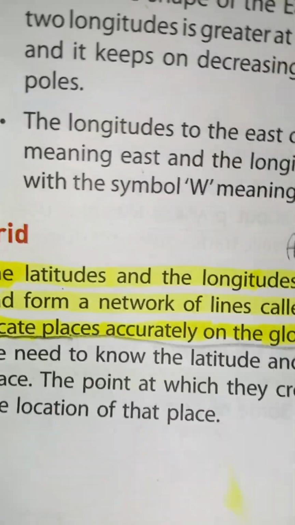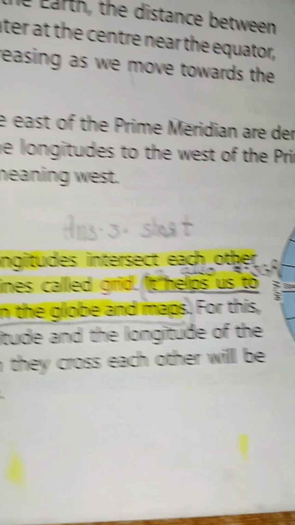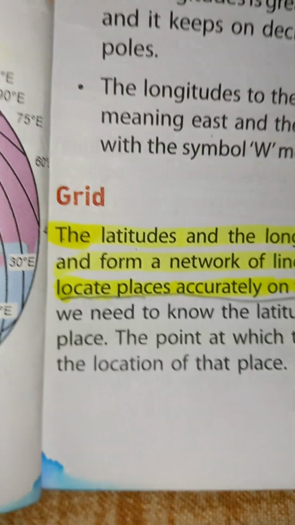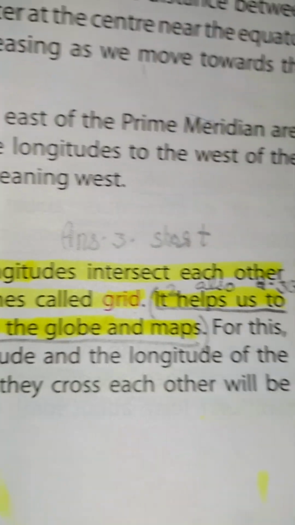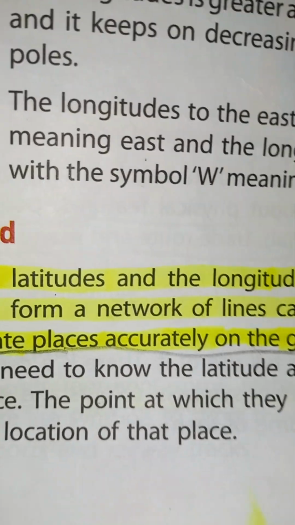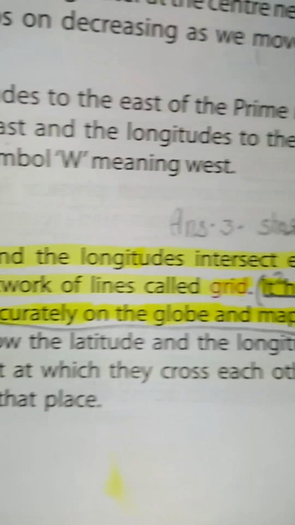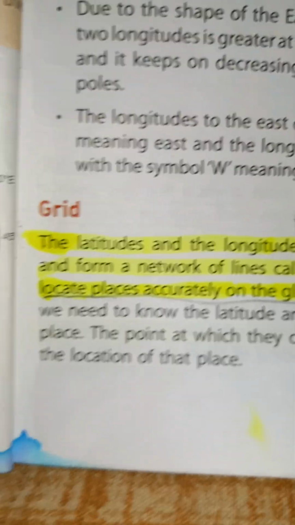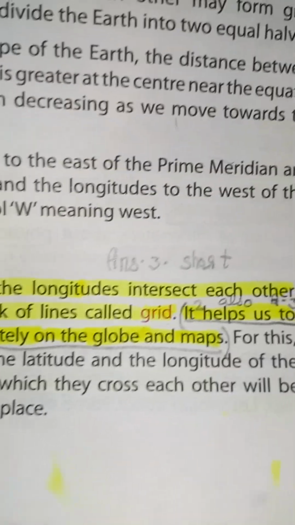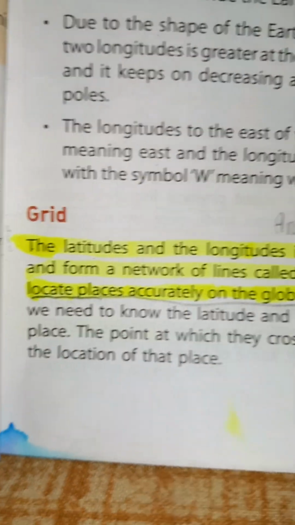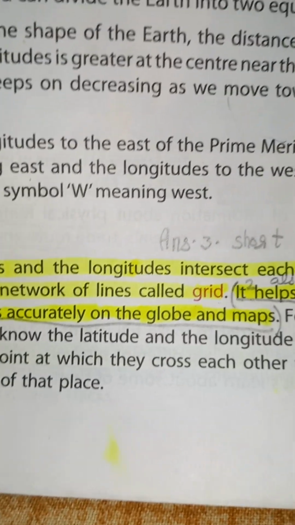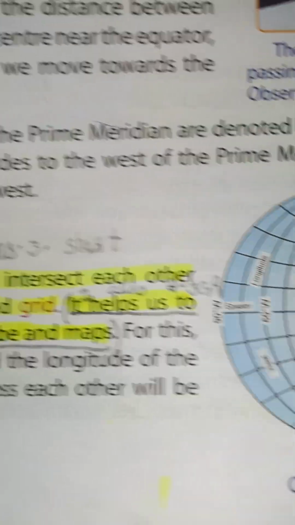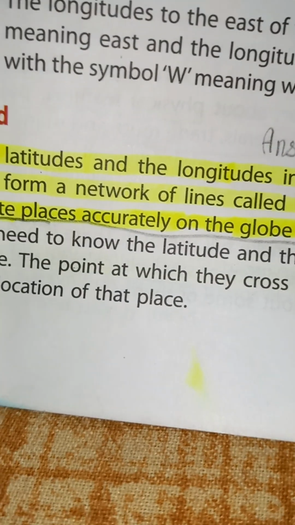Grid. The latitudes and the longitudes intersect each other and form a network of lines called a grid. It helps us to locate places accurately on the globe and maps. For this, we need to know the latitude and the longitude of the place. The point at which they cross each other will be the location of the place.